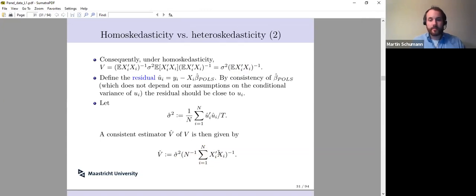And again, because this is a continuous combination of two consistent estimators, the whole thing will be consistent by the continuous mapping theorem.